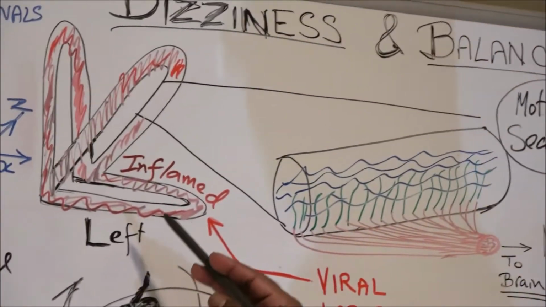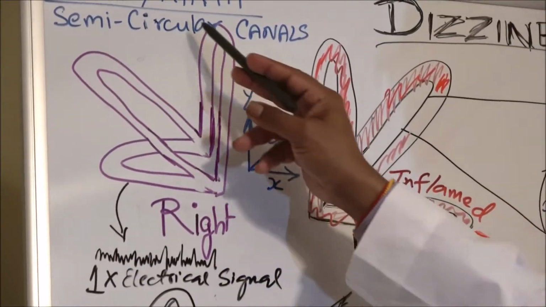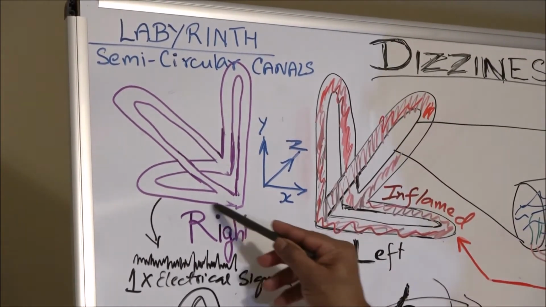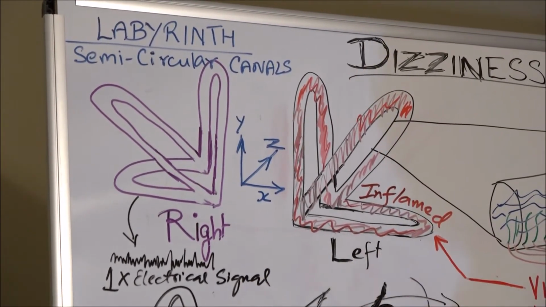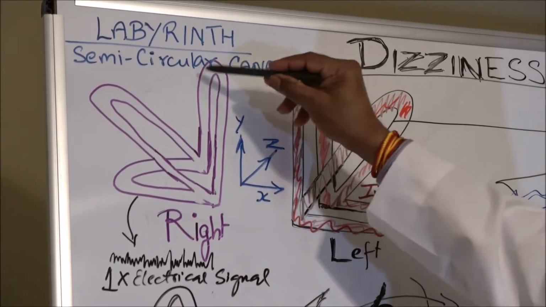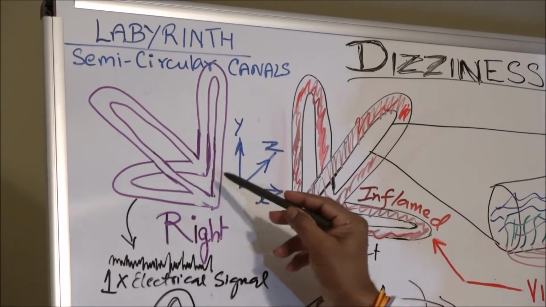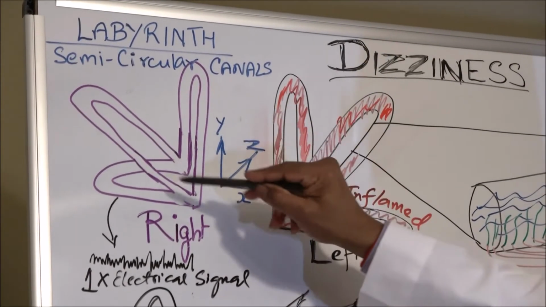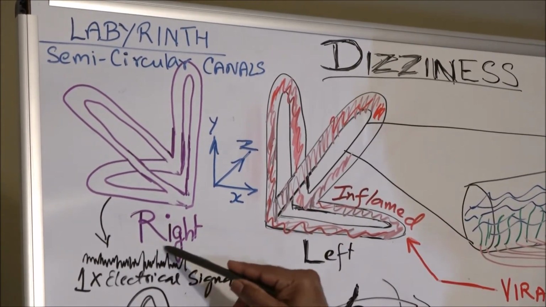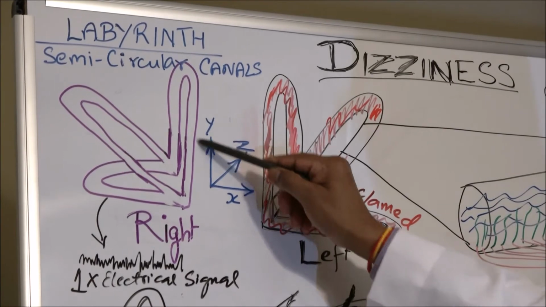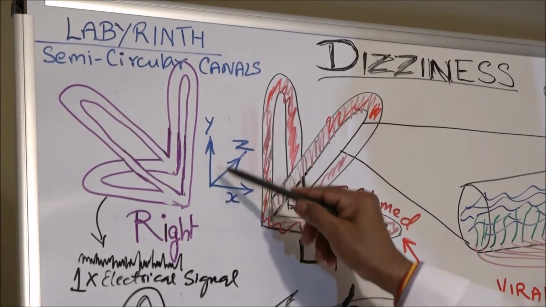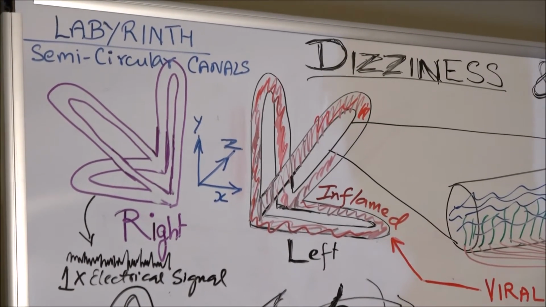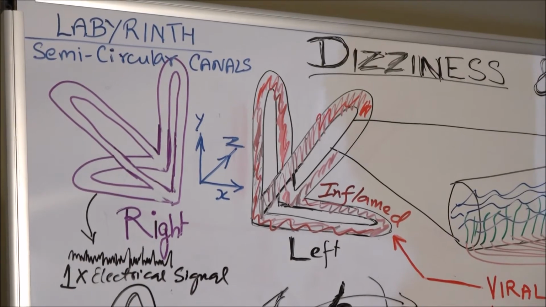In our ears, we have 3 semicircular canals called the labyrinth. These semicircular canals are there in the right ear and in the left ear. They are part of the inner ear. You have an upright semicircular canal, a horizontal canal, and one that goes along the diagonal axis. If you notice the orientation of these canals on the right and on the left, they follow the pattern of an X, Y, and Z axes, essentially giving the 3 coordinates of space in a 3-dimensional structure.